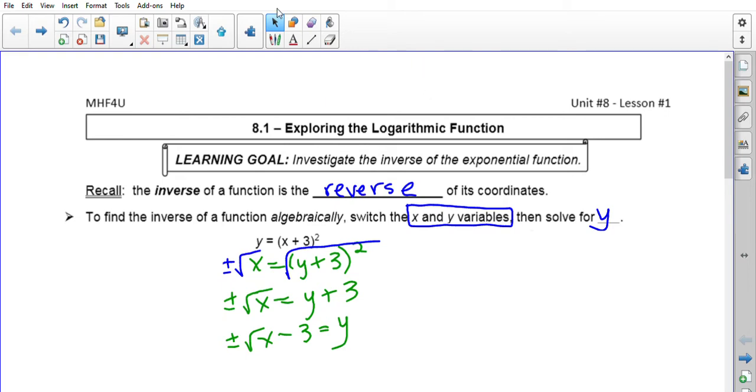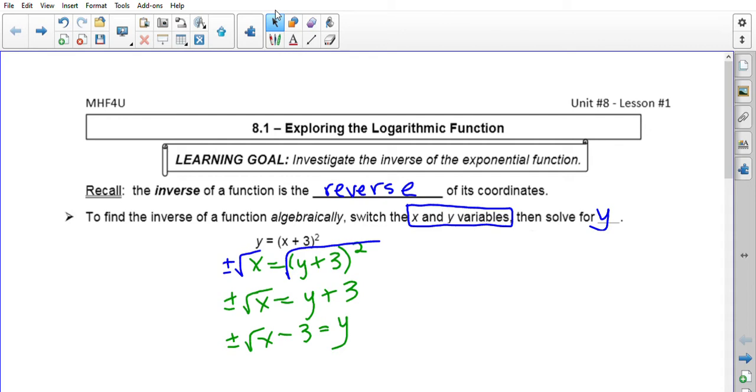Hello class, today we're going to go over Unit 8, lesson number 1, and that's 8.1, exploring the logarithmic function. So we're basically going to figure out what the log graph looks like, how it relates to another function, and what that log button does on your calculator.